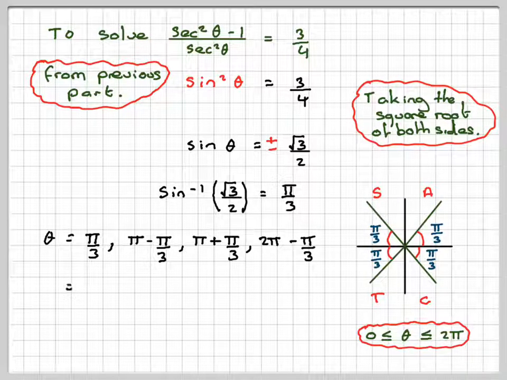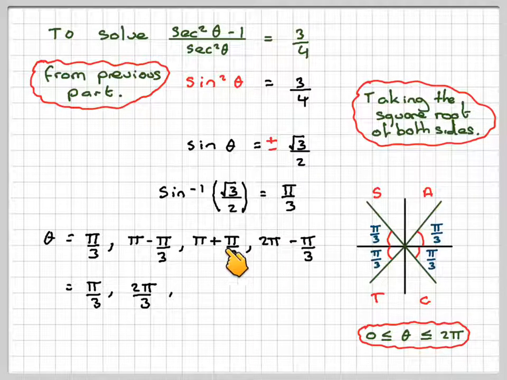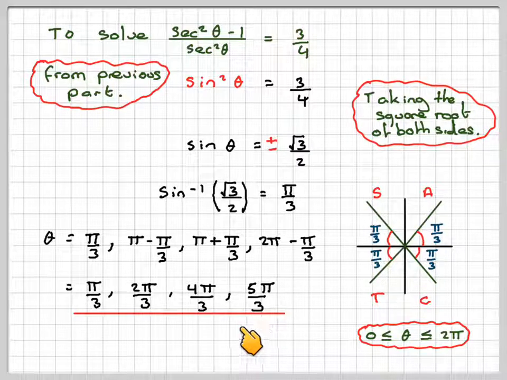Right, so working each of those out, that's going to give me π/3. This will be (3π − π)/3, which gives me 2π/3. The next one will be (3π + π)/3, that's 4π/3. And the final one will be (6π − π)/3, so it's 5π/3. So here are my four solutions.